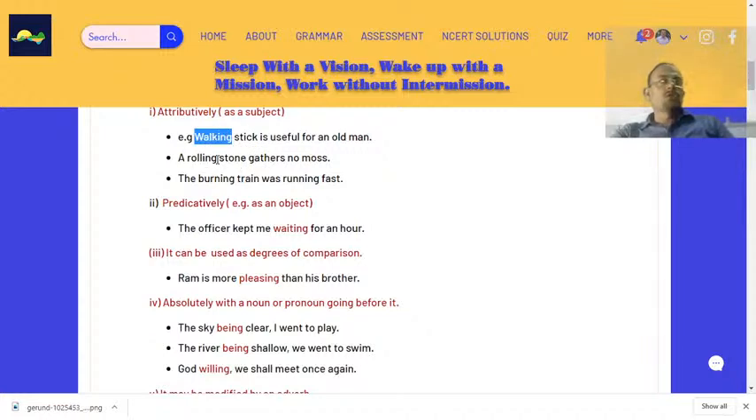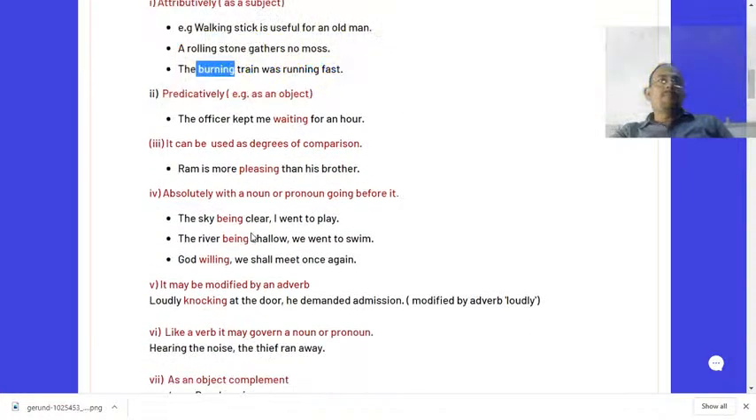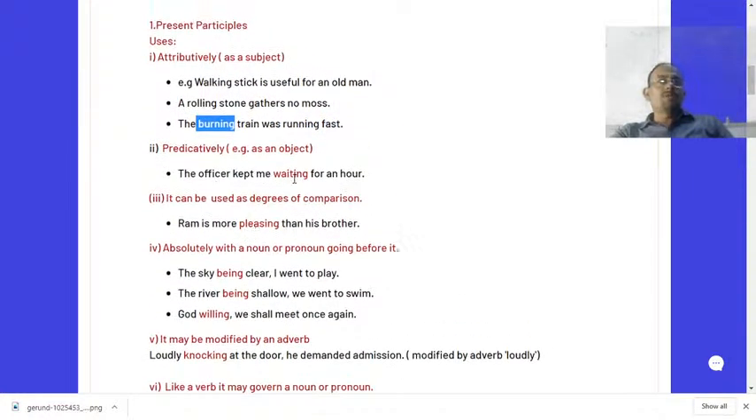Here also, rolling stone. Stone is the subject here, but the present participle is used before the stone. Therefore, rolling is used attributively in the sentence. Once again, the burning train. The present participle burning is used before the train. Therefore, burning is used attributively here. And predicatively, whenever the participle is used after the object. For example, the officer kept me waiting for an hour.